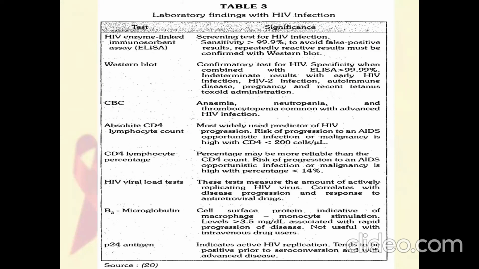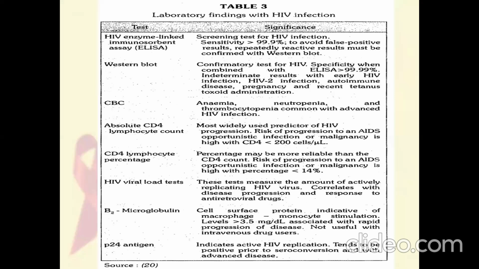Second is Western blot. It is the confirmatory test for HIV. Its specificity when combined with ELISA is more than 99.99%. Indeterminate results occur with early HIV infection, HIV-2 infection, autoimmune diseases, pregnancy, and recent tetanus toxoid administration.